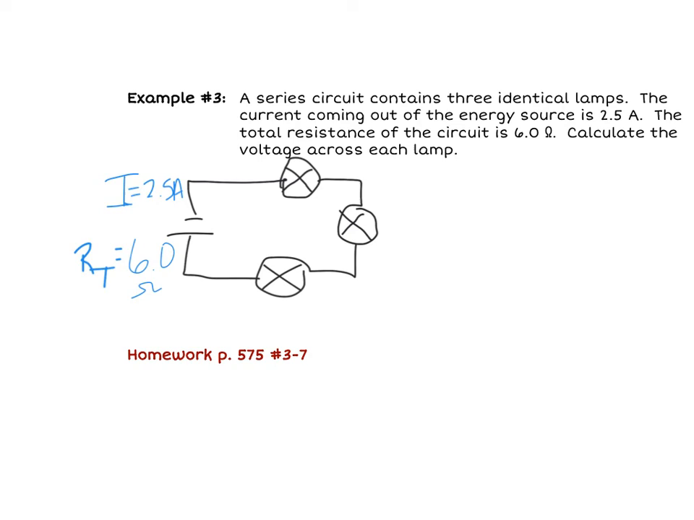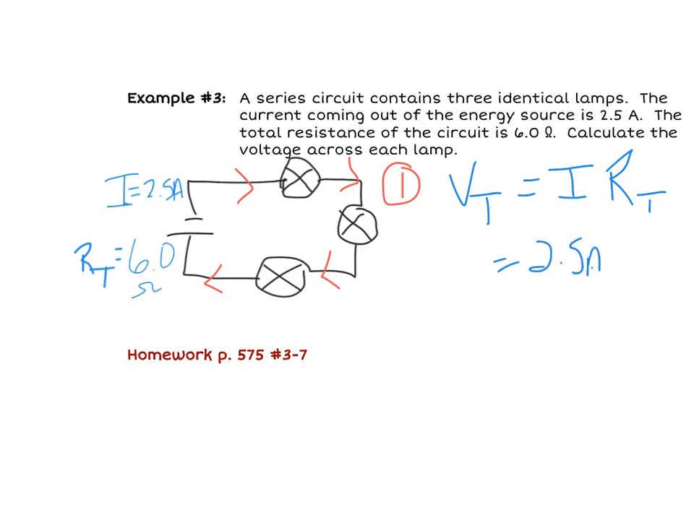Well, in this case, I know that my current at this point in the circuit is the same as the current at this point in the circuit, and so on and so forth. And I know the total resistance. And so my first step is going to be to figure out what the total voltage is. So I'm going to call this VT. So my total voltage is going to be equal to my current at the source times my total resistance. So that's 2.5 amperes times 6 ohms. Right? And so that's going to give me 15 volts.